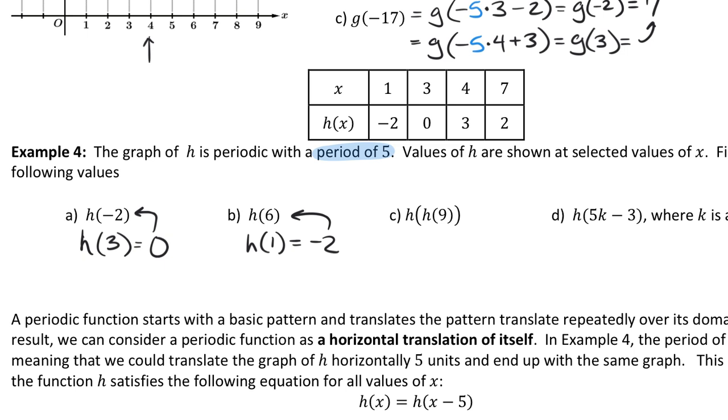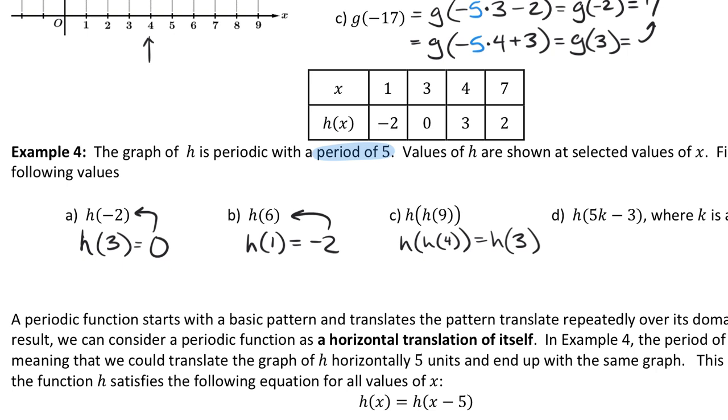Letter C, what am I asking you to do when I say h of negative 9? Yeah, you have to do this process twice. Very good. Do we start on the outside or on the inside? Inside, very good. So h of 9. 9 is not something from my table, but can I add or subtract 5 to find something from my table? Yeah, so h of 9 is like h of 4, right? And h of 4 is 3.